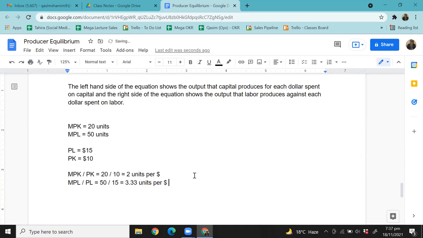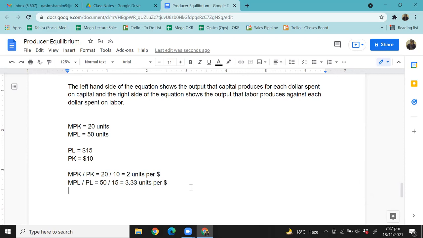Does this make sense? Right? So this is showing you the productivity of the labor. For each dollar that the producer spends on labor, they produce 3.33 units of whatever good is being produced. And if the producer spends each dollar on capital, that produces only 2 units against each dollar, right?